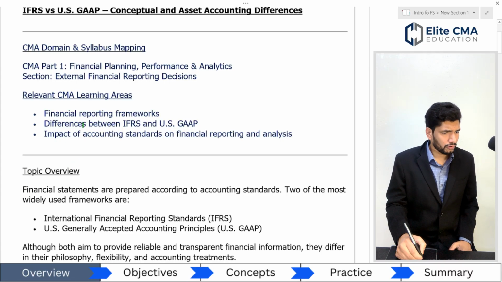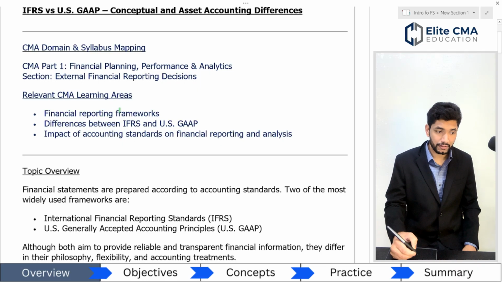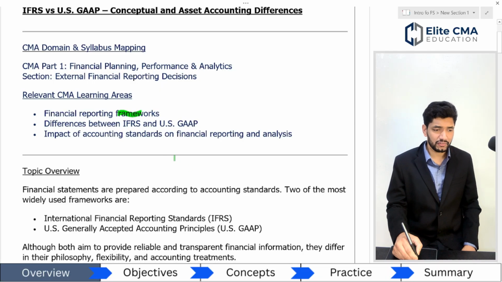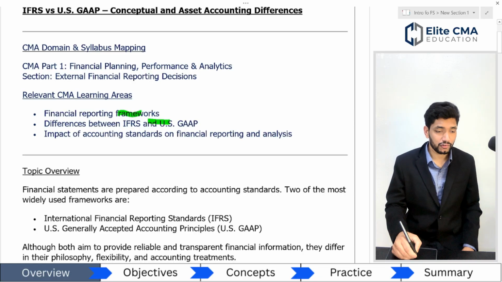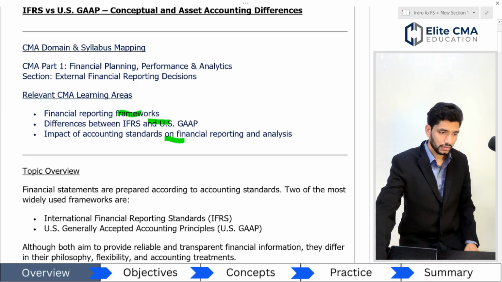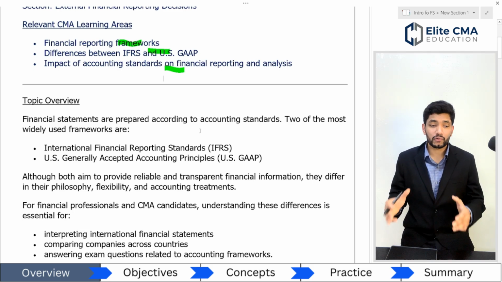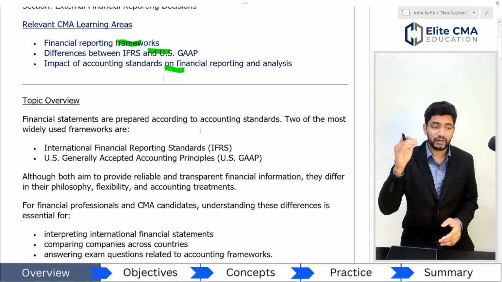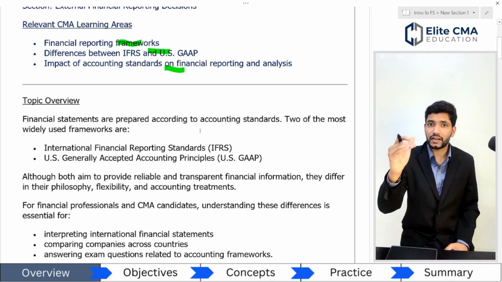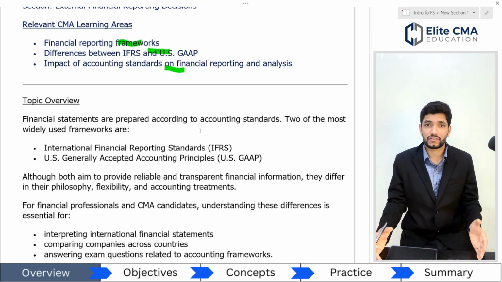The two key financial-relevant CMA learning areas are financial reporting frameworks and the difference between IFRS and US GAAP, and the impact of accounting standards on financial reporting and analysis. Financial statements are prepared according to accounting standards. Two of the most widely used frameworks are International Financial Reporting Standards and US GAAP.